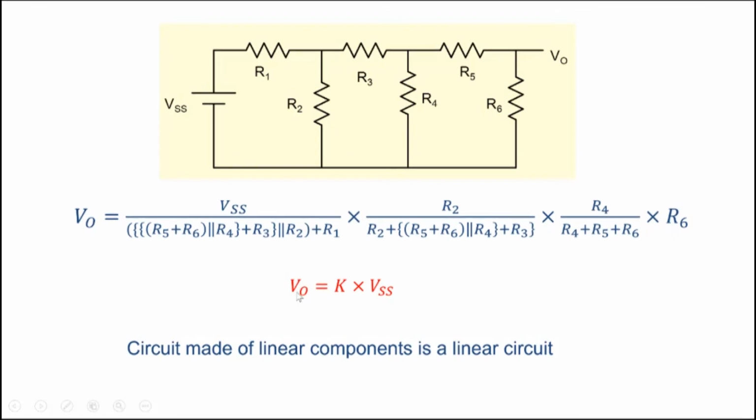And that's not just true for V0. If I pick any current, if I pick a current flowing through R4, well, the current through R4 will also be equal to some K4 times VSS. If I pick a current flowing through R2, that current, I2, will be some K2 times VSS. So this proportionality is for all currents, all voltages. And of course, the K values will differ. So this is a useful thing to remember.